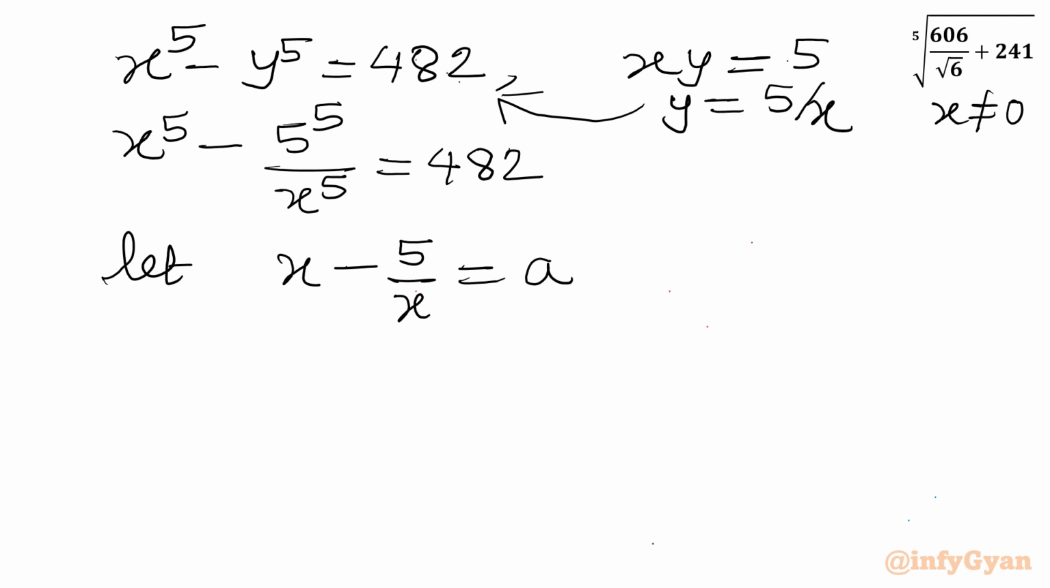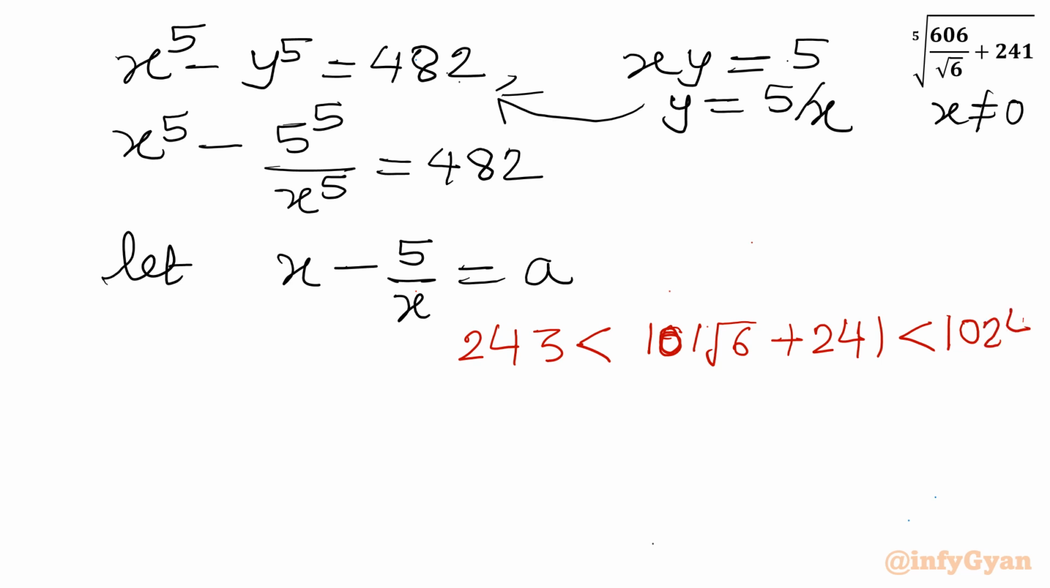So we can derive one condition on a. a must be positive. But how? Let's see how it will be. I will write here 101 root 6 plus 241. This value will lie in the interval 243 and 1024. 101 root 6 will be greater than 200, slightly more than that. So this addition will be 450 near about. So that number will lie in the interval 243 to 1024.